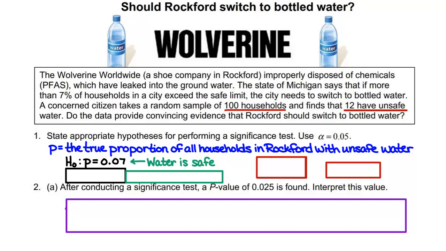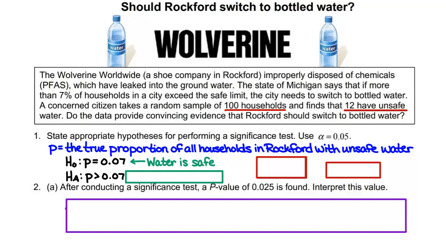What would the alternative hypothesis be here? P is less than, greater than, or not equal to? Greater than. What was the test statistic? 0.12, 12 out of 100, right? Is that above or below? Above. So my alternative would need to be greater than. Because if there's less than 7%, do we have a problem? No. Only if we have more than 7% do we have a problem. And this citizen found, at least in their sample, more than 7%. So my HA is P is greater than 0.07.